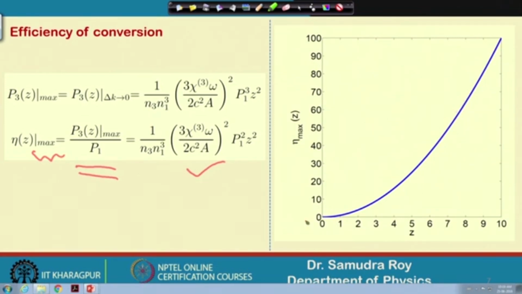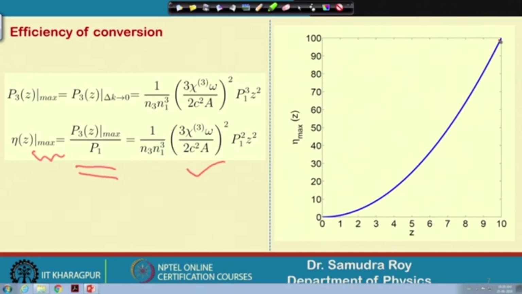Now, as I mentioned, this is really true only when the conversion efficiency is very small. So, whatever the drawing we have here, please note that we have already reached 100% efficiency, and if I go to z equal to 10, if I normalize this, then we can see that the efficiency is as if it is reaching the value 100.